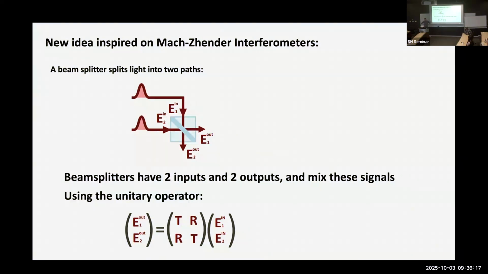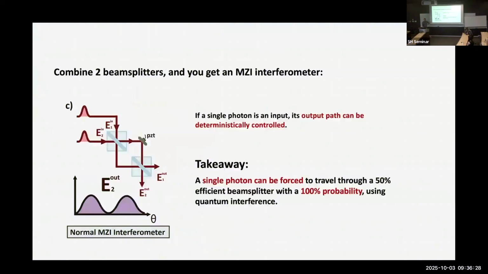If you know Mach-Zehnder interferometers, what you can do is if you have a 50-50 beam splitter and you send a photon through a 50-50 beam splitter, you can create a Mach-Zehnder interferometer, and then by playing around with the phase, you can deterministically force a single photon to travel one of the two paths through the system. So we can use quantum interference to make a 50% efficient beam splitter become 100% efficient by playing around with the phase.